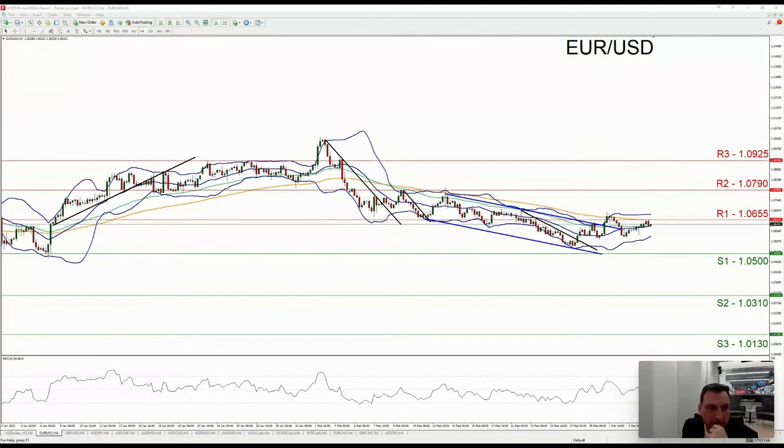Now, for the current week, I would note that we have Germany's factory orders tomorrow. They're expected to drop into the negatives. That's a negative for the euro, definitely. On the other hand, I would be noting that the industrial production growth rate is expected to accelerate, actually get out of the negatives and accelerate into the positives, reaching 1.5% month on month.